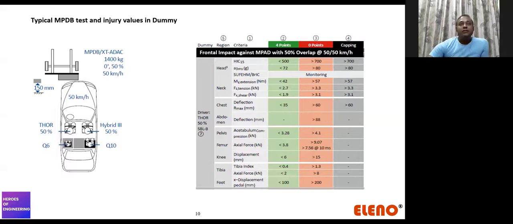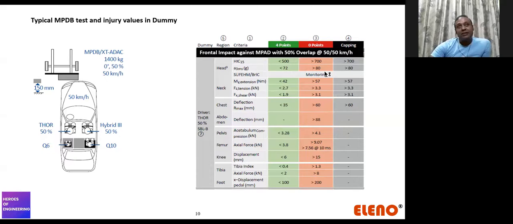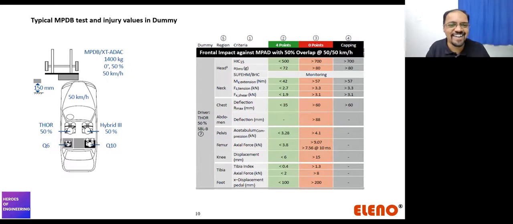I have also seen that Andreas Sieg, the director of Euro NCAP, showed me one presentation. I will not name the OEM. It is a well-known OEM from Japan. They tried to cheat Euro NCAP, believe me. They tried to cheat, and they were caught, and their 5-star rating was lost for that particular model. So sometimes it happens.